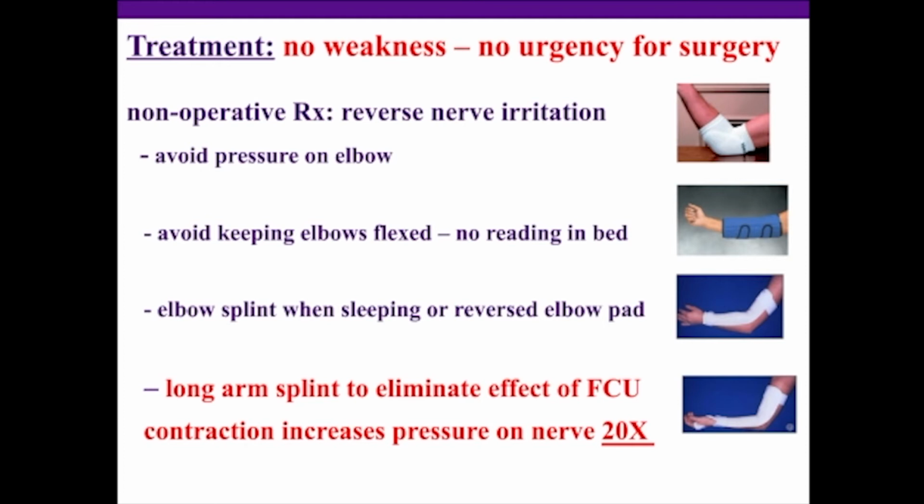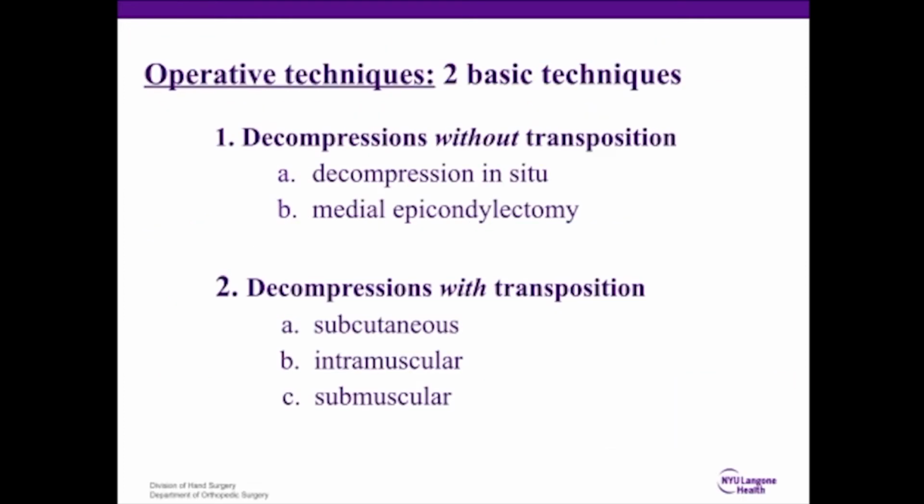Although it's a little unwieldy to wear, I use a long arm splint because I want to also eliminate the effect of contraction of the FCU, which, as I said earlier, increases pressure on the nerve 20 times. So patients are advised to wear the splint for about a month. They can remove it when washing or bathing, and they can also remove it several times daily to exercise their elbow so that it doesn't get stiff.